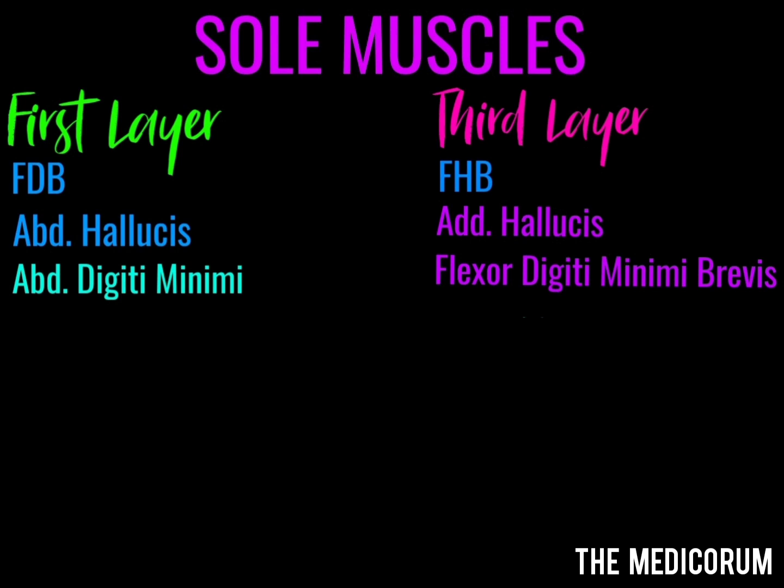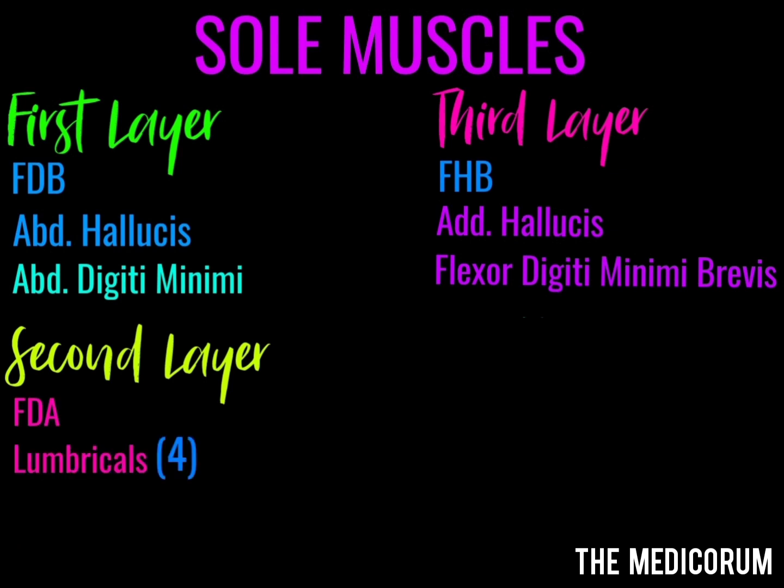Moving on to the muscles of the second layer. In the second layer, we have muscles like flexor digitorum accessorius, lumbricals which are 4 in number, that is lumbrical 1, 2, 3 and 4. Then we have flexor digitorum longus and flexor hallucis longus. You may think that we have learned these muscles in the leg. Yeah, but they are present in the sole too, in the form of the tendon.